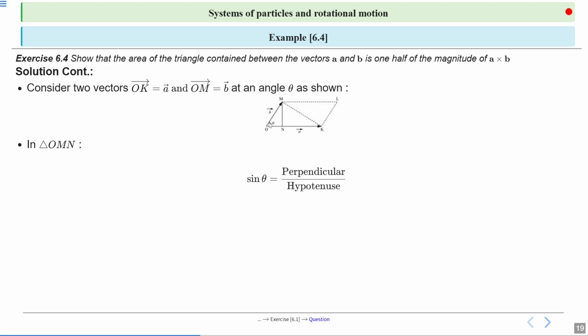So we know sine theta is perpendicular upon hypotenuse. The perpendicular is the magnitude of the MN vector, MN, divided by OM. This MN is the perpendicular and the hypotenuse is the OM vector. So sine theta is equal to the magnitude of the MN vector divided by the magnitude of the OM vector. The magnitude of the OM vector is mod of b, this one.